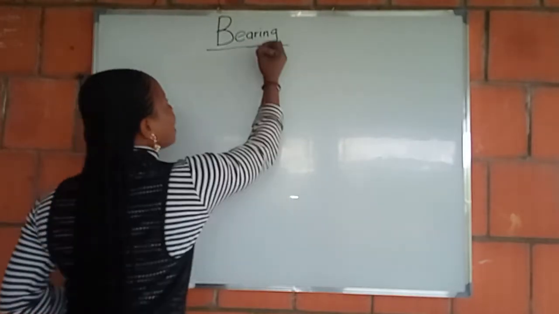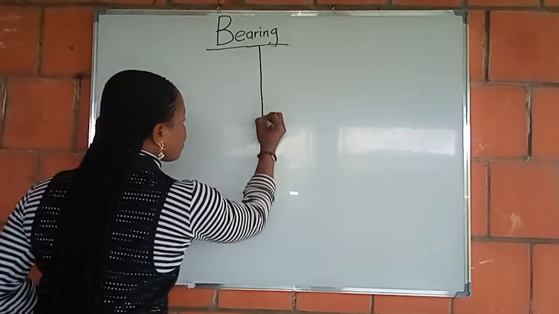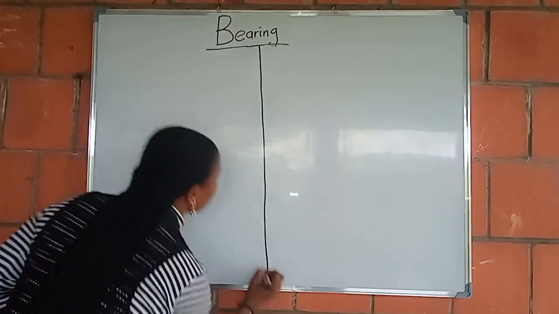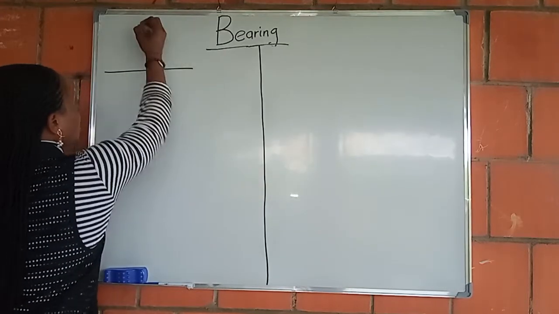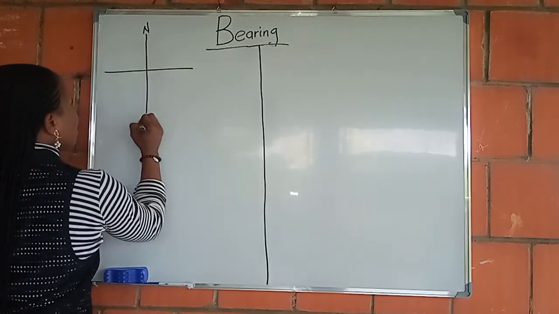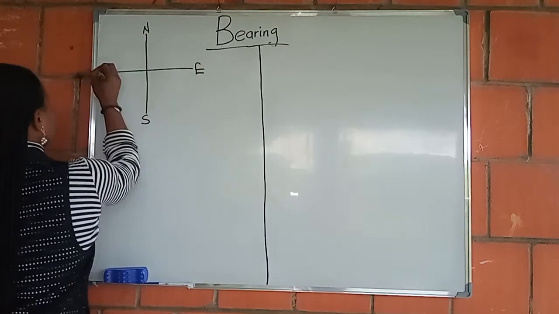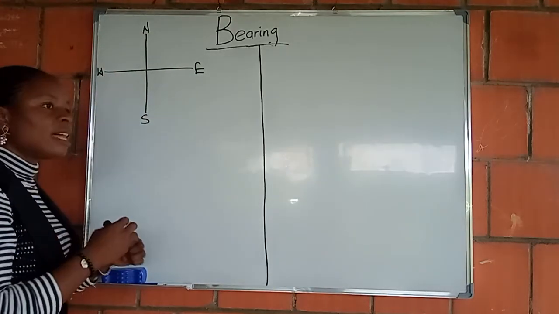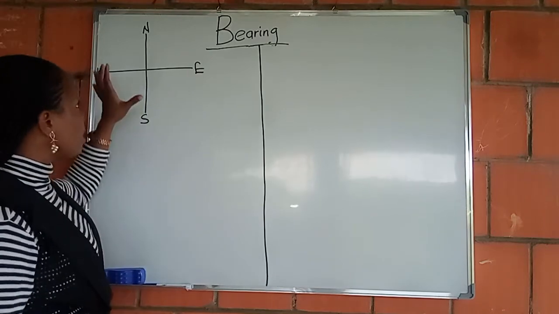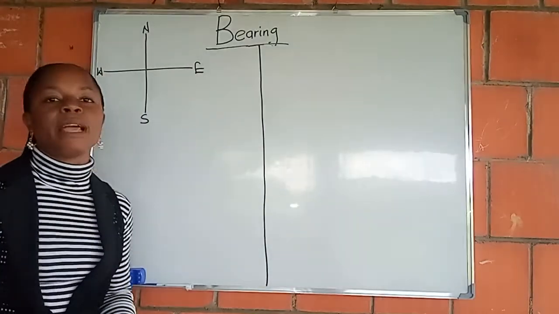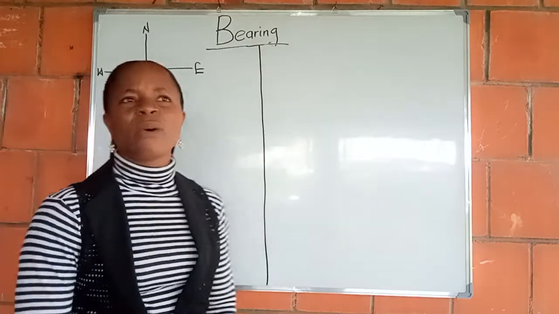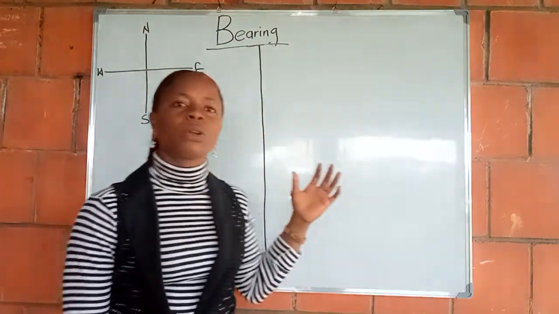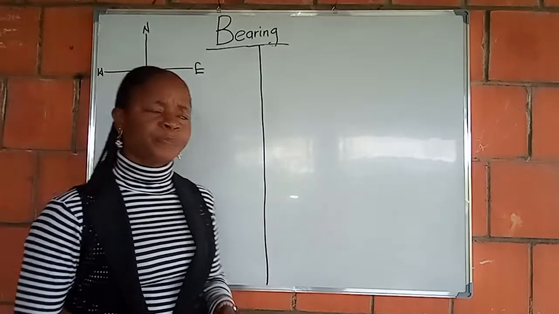So what are the cardinal points now? The cardinal points include the north, the south, the east, and the west. So this is what helps the captain and the pilot in the airplane to do what? Dictate their direction. Having mentioned the uses of compass bearing, the use of bearing.